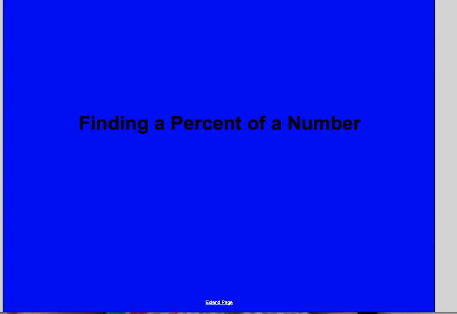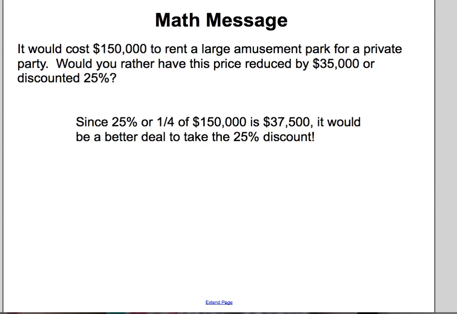In your math message, you were asked a question. It would cost $150,000 to rent a large amusement park for a private party. Would you rather have this price reduced by $35,000 or discounted 25%? Take a look at what you answered for this question.